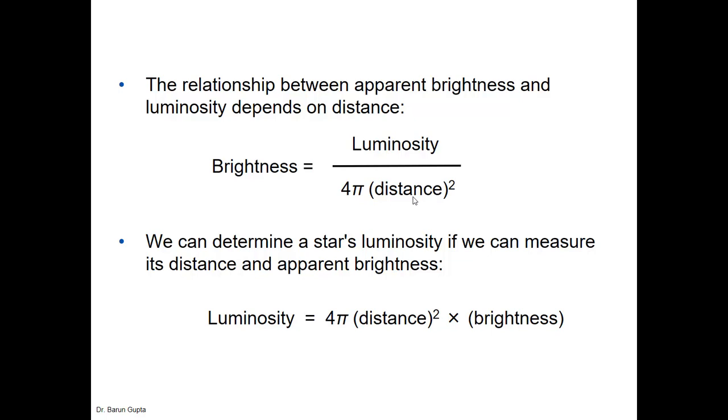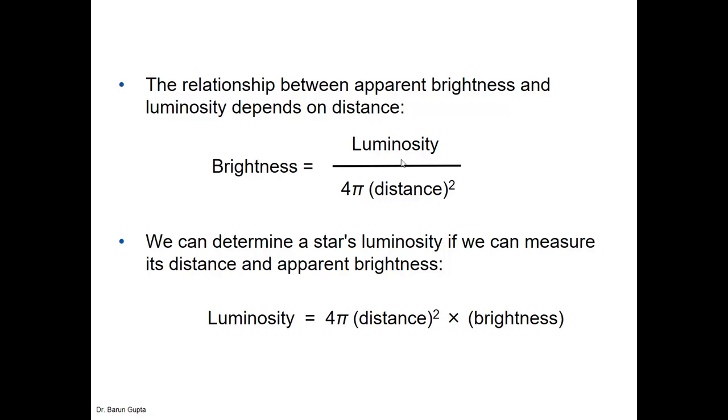If the distance increases by 2 times, the brightness goes down by 4 times. If the distance increases by 3 times, the brightness goes down by 9 times, because these two are inversely proportional. This is exactly called the inverse square law. Okay.